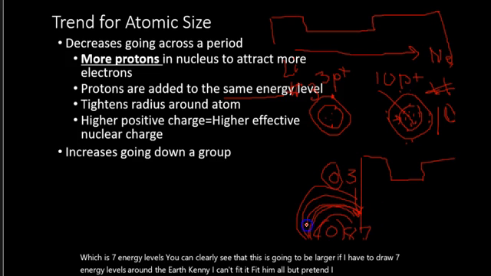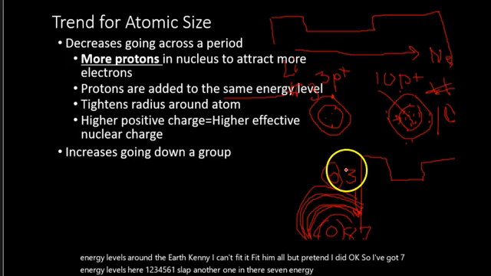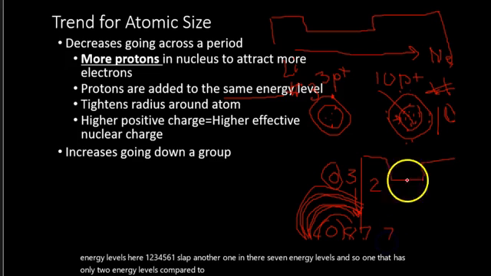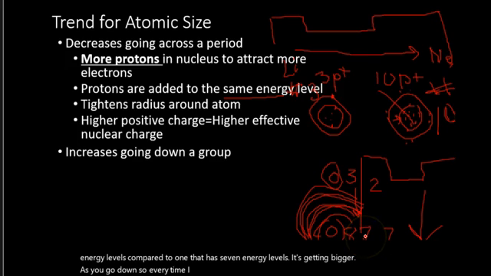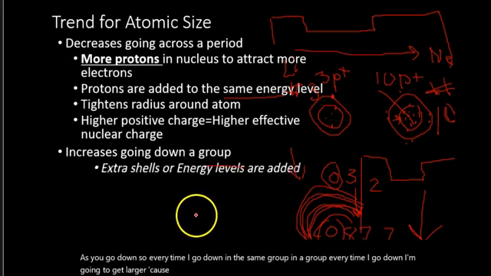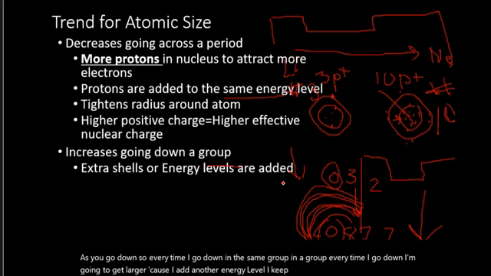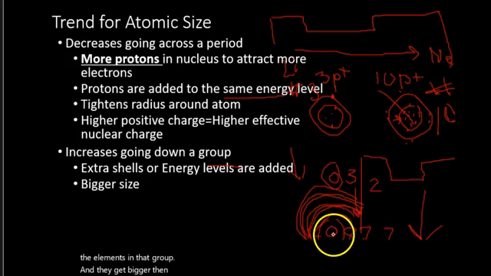Okay, so I've got 7 energy levels here. 1, 2, 3, 4, 5, 6. Let's slap another one in there. 7 energy levels. And so one that has only 2 energy levels compared to one that has 7 energy levels, it's getting bigger as you go down. So every time I go down in the same group, I'm going to get larger because I add another energy level. I keep adding another energy level to the elements in that group, and they get bigger because I add another energy level.